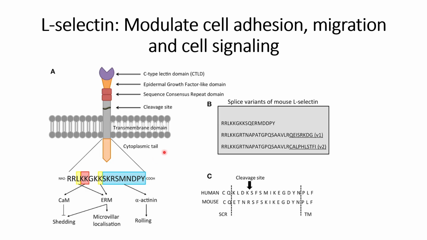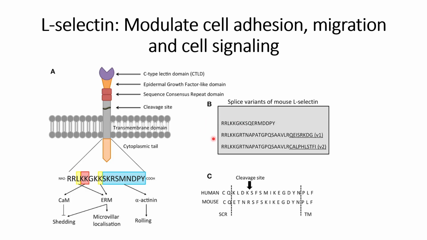They also compared this L-selectin structure with the mouse L-selectin. They found a variant: in the mouse L-selectin there is only one serine present at the 364 position, whereas in human L-selectin there is another serine present at the 366 position. This is one of the differences between L-selectin found in humans and in mice.